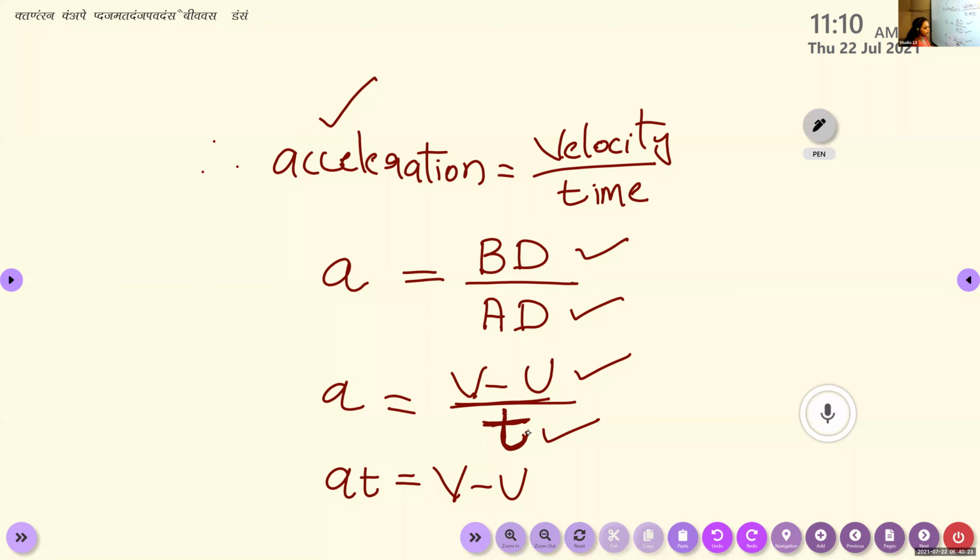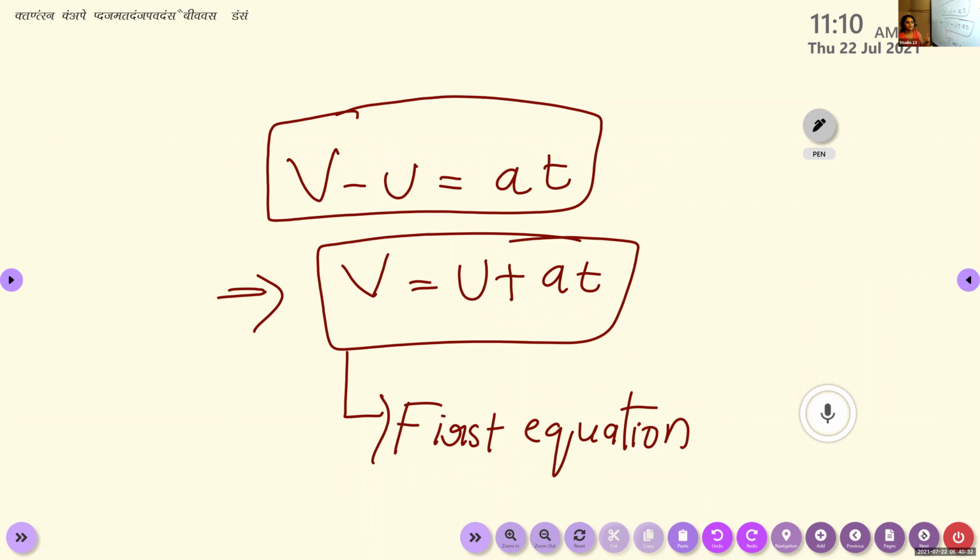So we take this T to the left-hand side of the equation, and it becomes AT is equal to V minus U. Then we just rearrange the equation: V is equal to U plus AT. Hence, it is our first equation of motion. It is also known as the velocity-time relation.